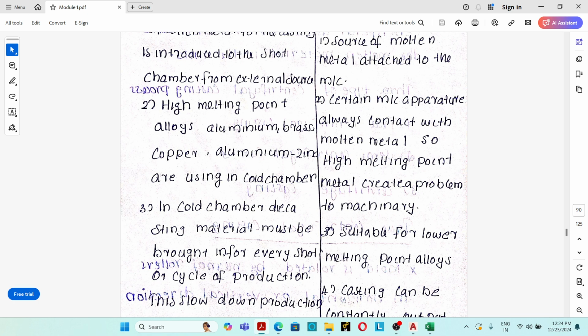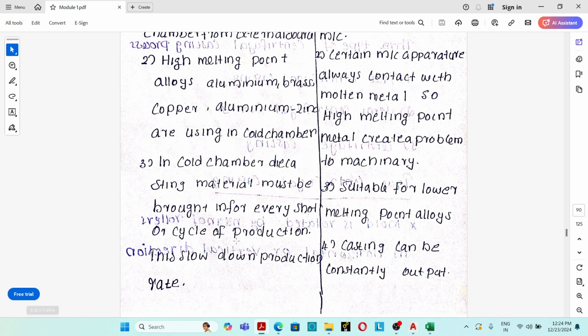In cold chamber die casting, material must be brought in for every cycle of production. This slows down the production rate. In every cycle the material has to be poured into the shot chamber, so it will always slow down the production rate.